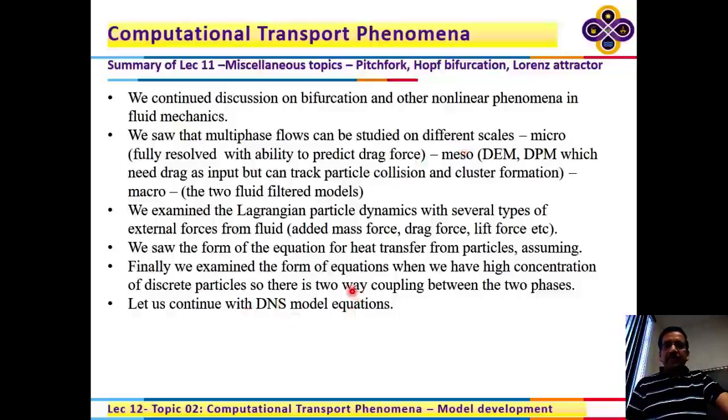And finally, we examined the form of the equations when we have a high concentration of discrete particles. So there is a two-way coupling between the particle dynamic equation and the fluid mechanical equation in the DEM formulation. I'm going to continue this today with what is called the DNS formulation for multiphase flow, and then talk about key ideas on so-called filtering or averaging in time or in space. If you do it in time, it gives rise to turbulent flow equations. If you do it in space, it gives rise to porous media flows, Darcy's law, multiphase flows, etc.